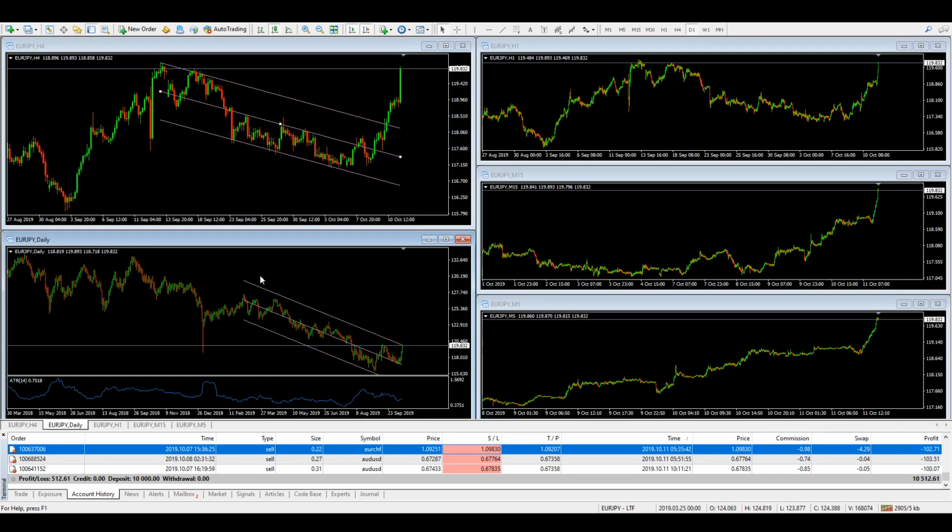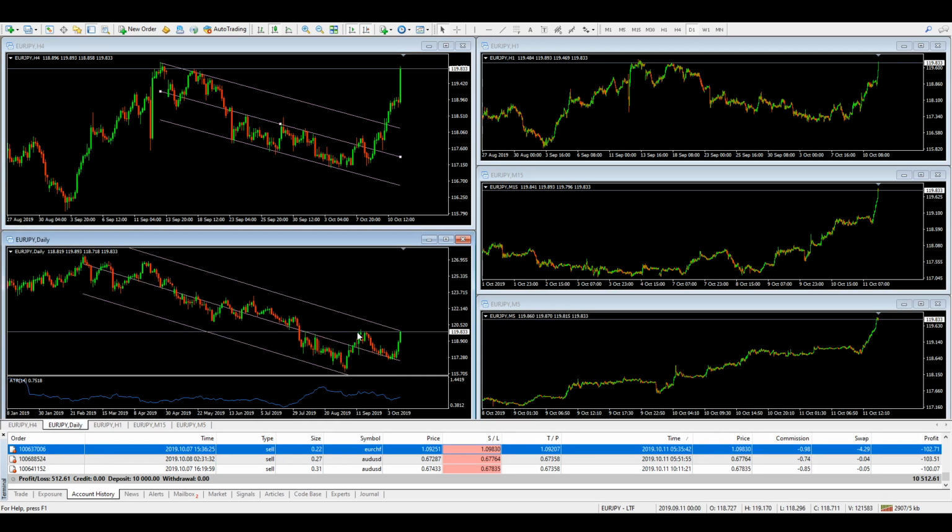Euro JPY, similar thing, still bearish on this. It's good that it's finding some value here in terms of coming back to its standard deviation here.